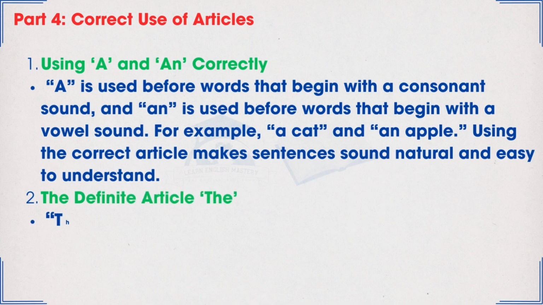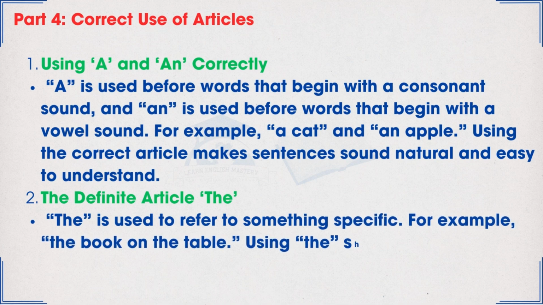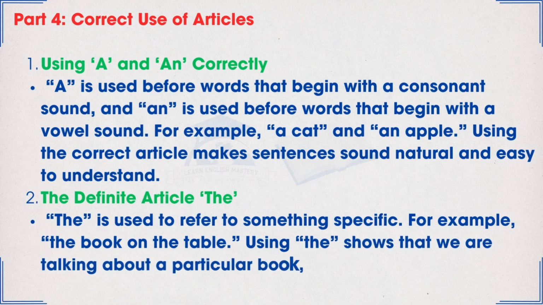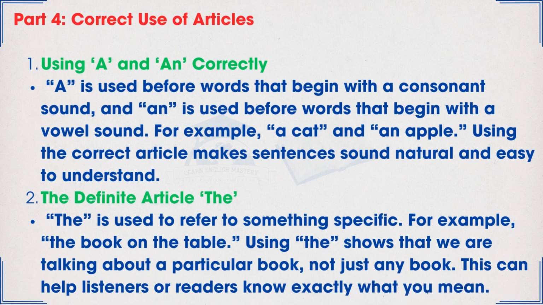2. The definite article, the. The is used to refer to something specific. For example, the book on the table. Using the shows that we are talking about a particular book, not just any book. This can help listeners or readers know exactly what you mean.